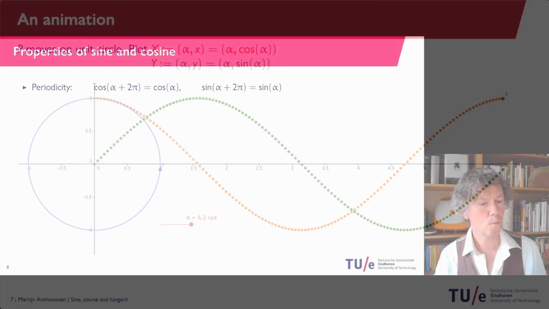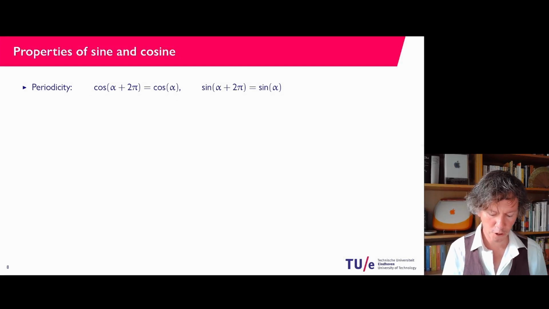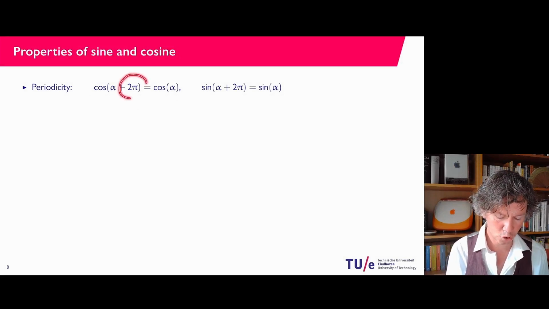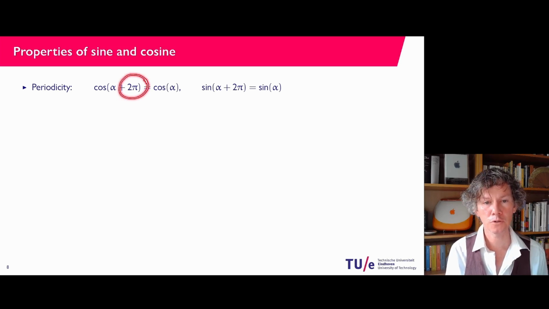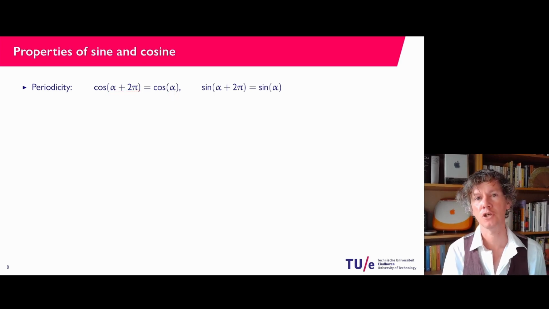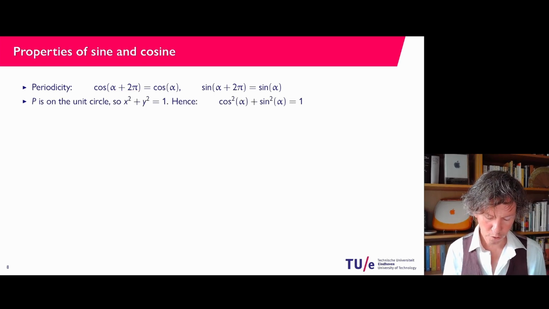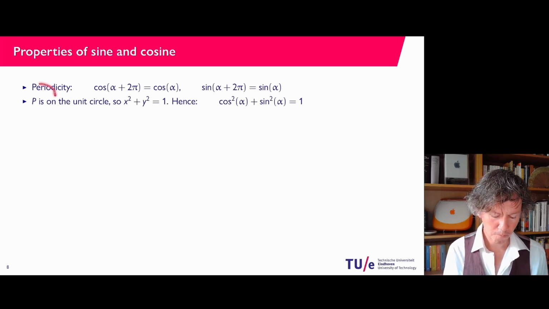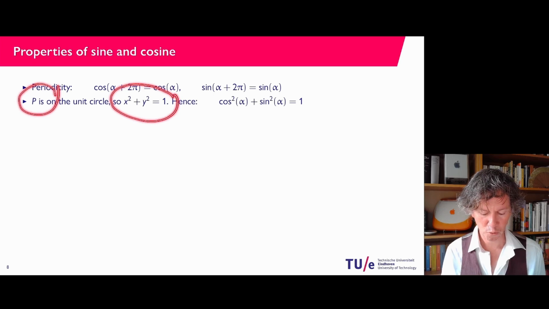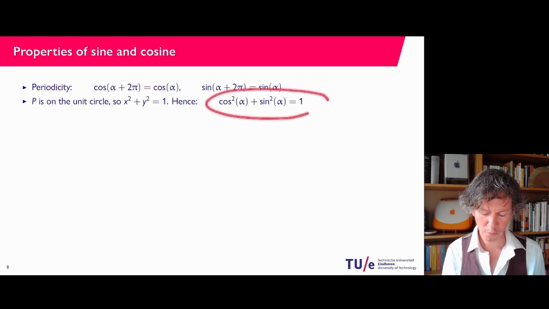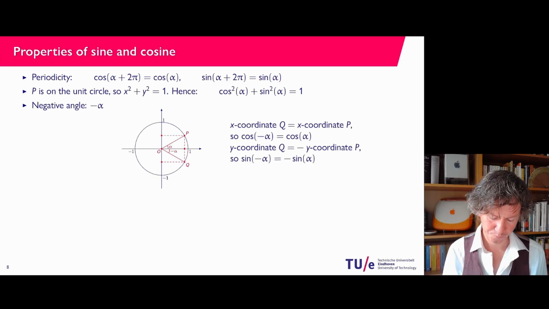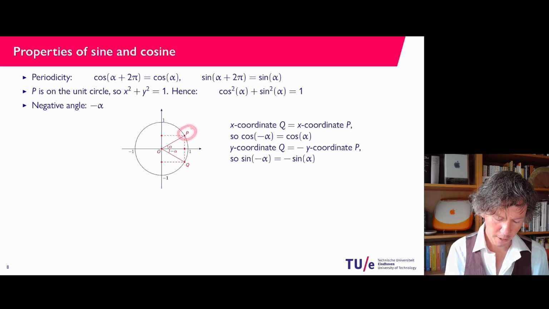So what we have seen in the animation is precisely what I wrote here. That's one of the things we have seen. If you add 2 pi to the argument alpha, then cosine of alpha plus 2 pi is the same as cosine alpha, same for sine. The functions are periodic and the period is 2 pi. What you can also derive immediately from the definition of cosine and sine, the point P was on the unit circle, so x squared plus y squared equals 1, so that gives us that cosine squared plus sine squared is 1.